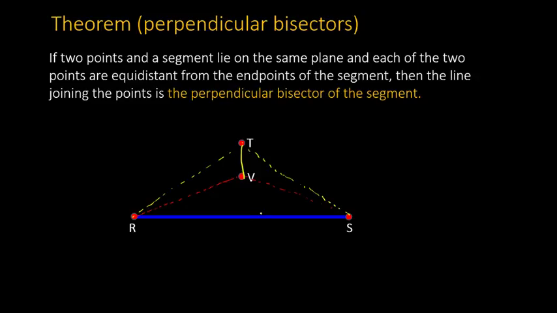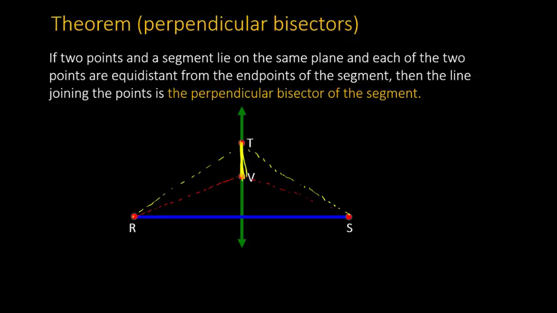What I am claiming is, if I have a line segment and 2 points, and each of these points is equidistant from the endpoints of that segment, then if I join them together, if I form a line between them, this line would be the perpendicular bisector of the segment. Okay? And again, hopefully this is somewhat visually easy to confirm.